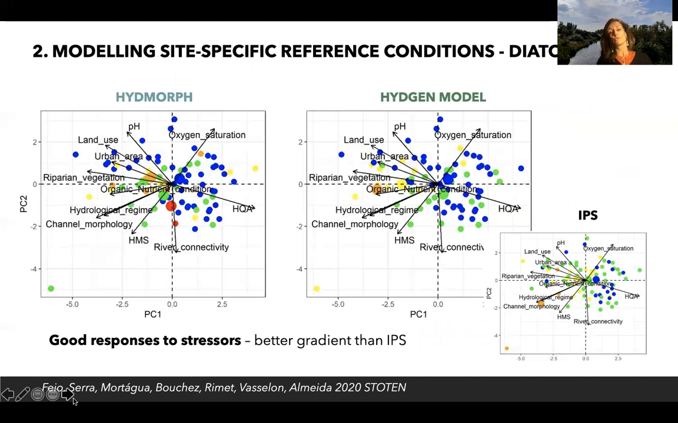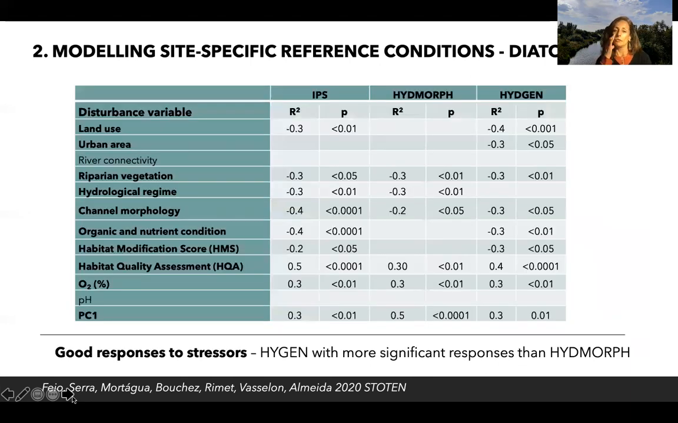In terms of response to disturbance, both models were quite sensitive. They showed a better degradation gradient than the EPS even. When we look into the correlations with individual disturbances, we can see that Igene had significant correlations with most of the disturbance variables, and more than the idmorph, the model based on morphology, and quite similar to the EPS.